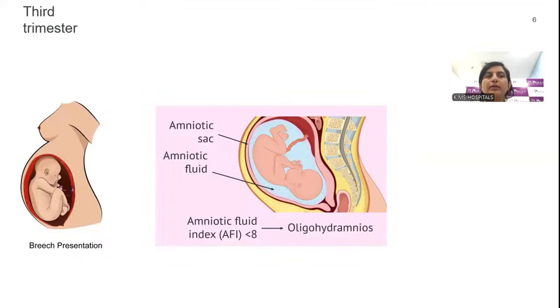When detected in the third trimester, it is most commonly because of mechanical reasons. Say there is no space for the baby to move, either because of decreased amniotic fluid, or because of a large LGA baby, or because of breech presentation.